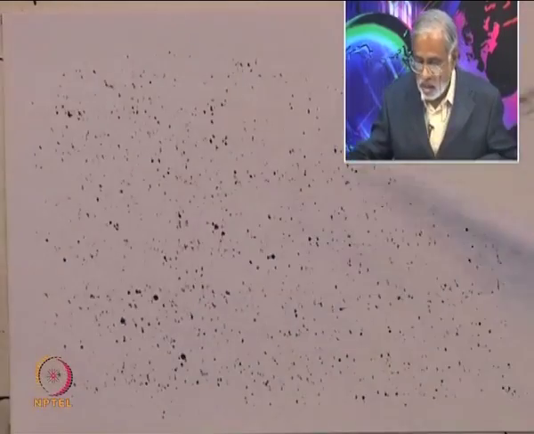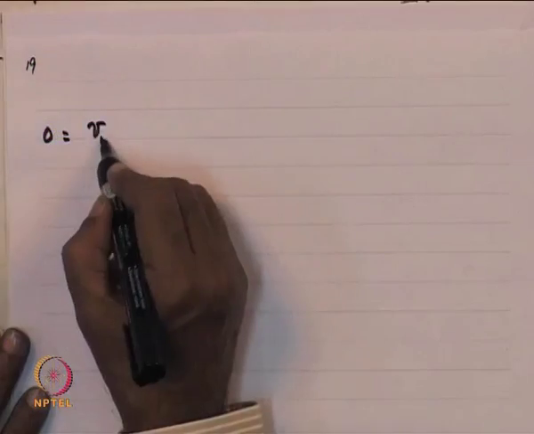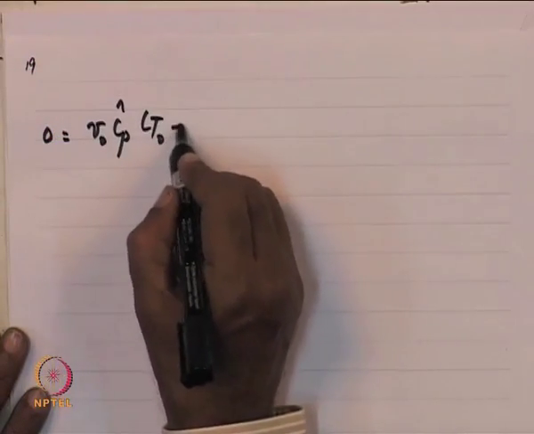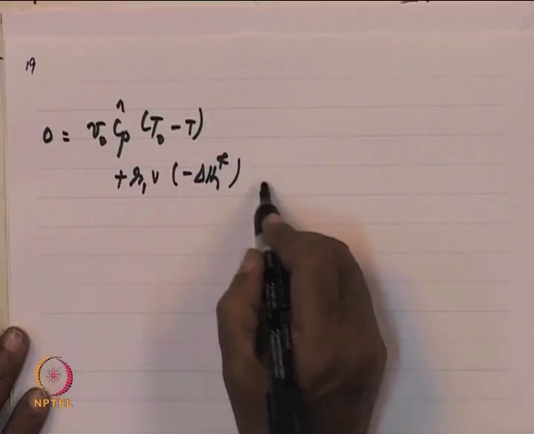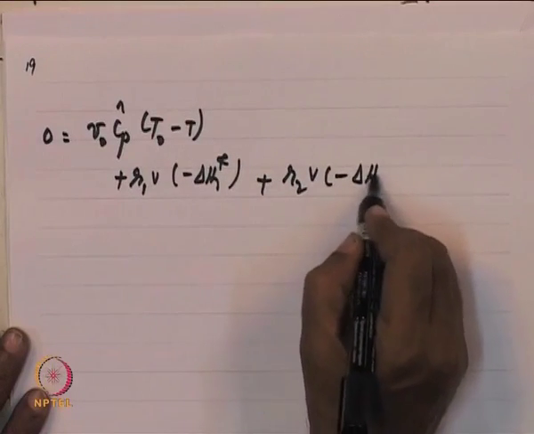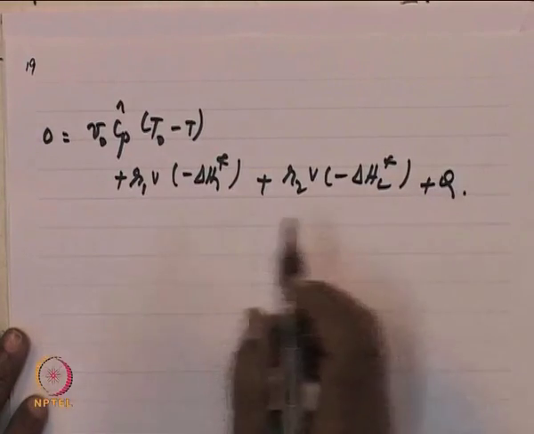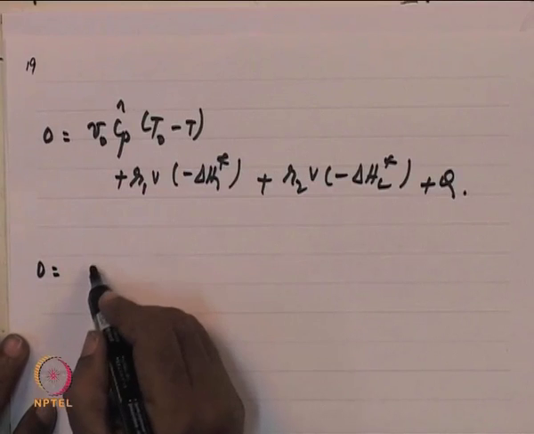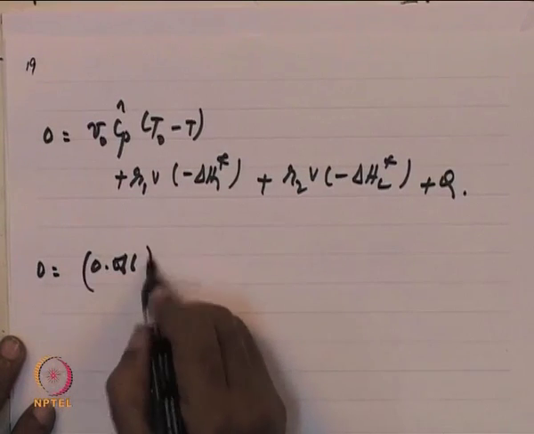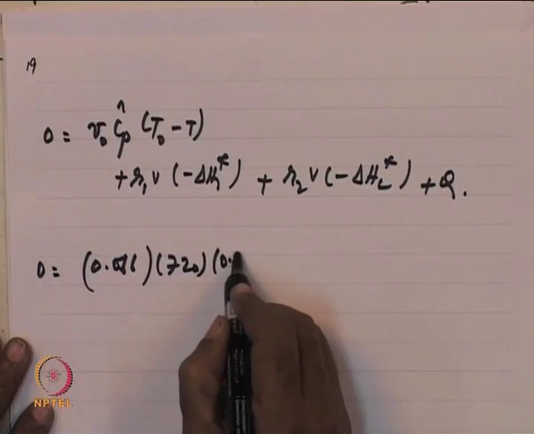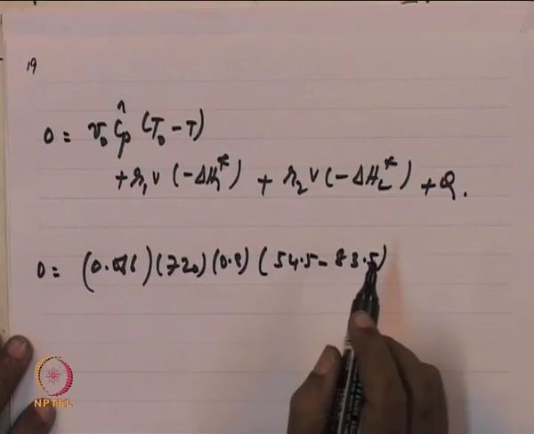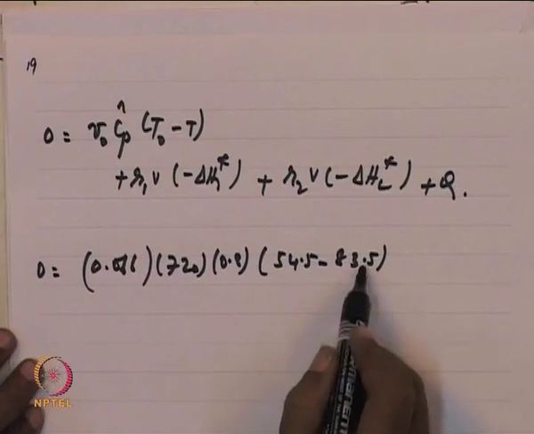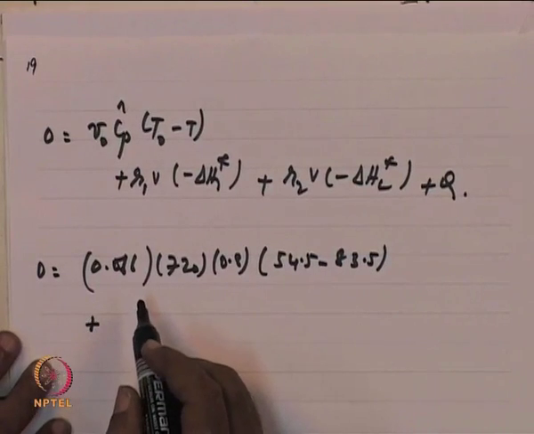Let us put all the numbers to see how it works out. So, putting all the numbers, we have here V naught. The energy balance simplifies like this for our case, plus R1 V minus delta H1 star plus R2 V minus delta H2 star plus Q. So, I will put all the numbers here, which is 0.066 into 720 into 0.8 into 54.5 minus 83.5. So, this is the feed temperature to reactor temperature, plus the next is R1V.